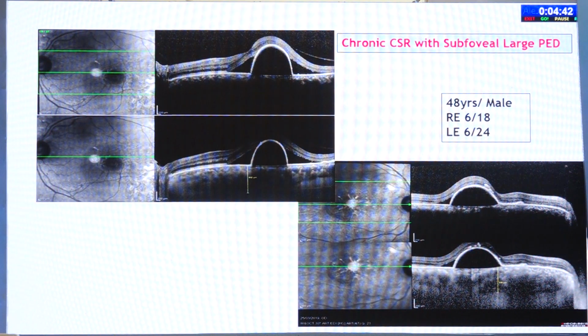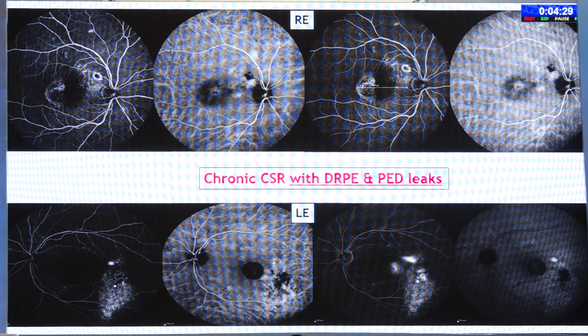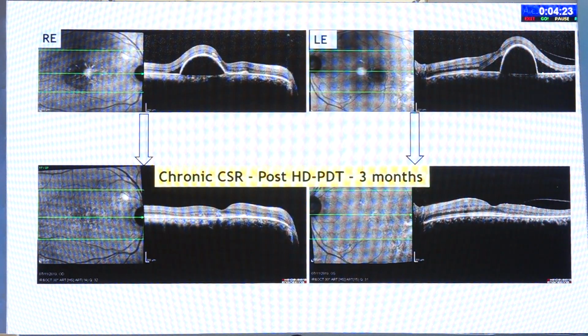Another variant of the disease is when you have a leaking PED, subfoveal large leaking serous PEDs with fluid, which is a difficult situation to treat. When you look at the angiography, it shows diffuse RPE disease and a leaking pigment epithelial detachment. In this situation, photodynamic therapy, half-dose PDT, not only resolves the subretinal fluid, but even the subfoveal PEDs resolve.